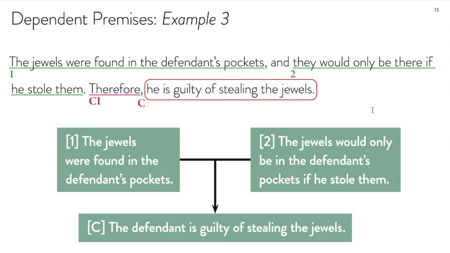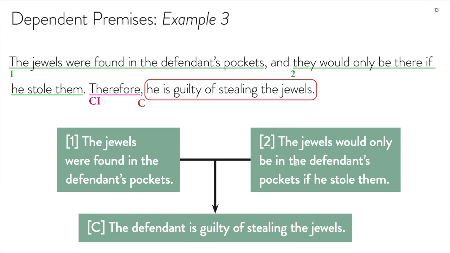That's why I like these examples. They intuitively fit. So here's our previous example three. Again, the main conclusion being guilty of stealing the jewels. And here again, we're also offered two reasons. The jewels were found in the defendant's pocket, and the jewels would only be in the defendant's pocket if he stole them. But in this case, they're dependent. We really only have one arrow going into the conclusion, but it requires both of these together. So again, not separate arrows, but one joint arrow combining. The reading does a little weird thing I don't really like. I like this visually much, much better.